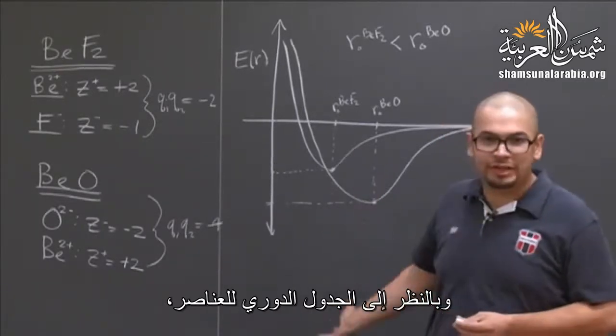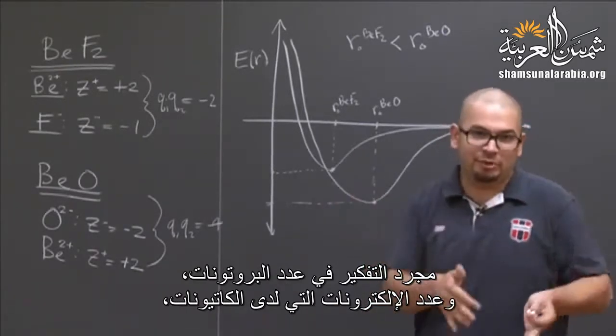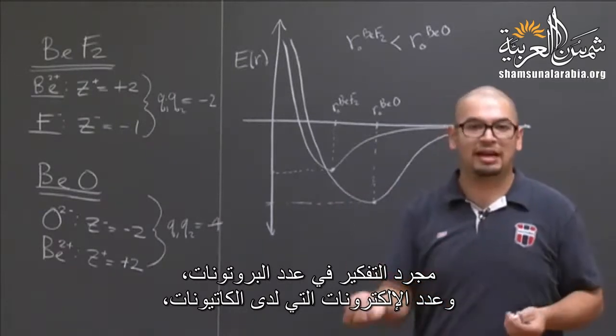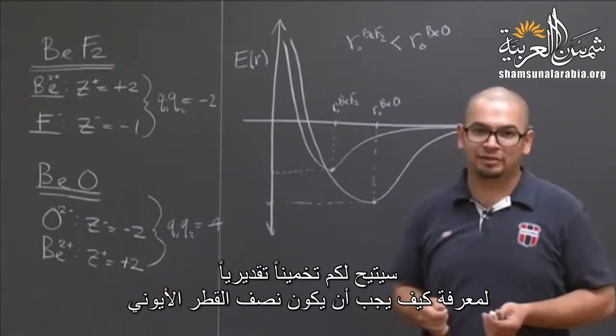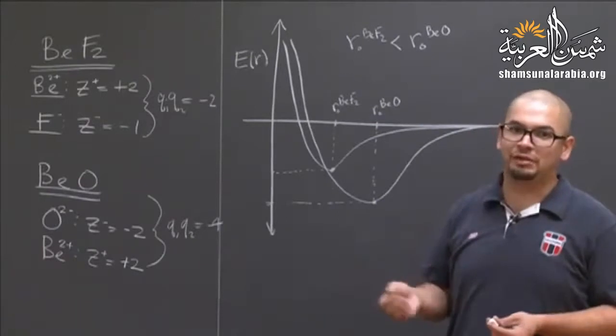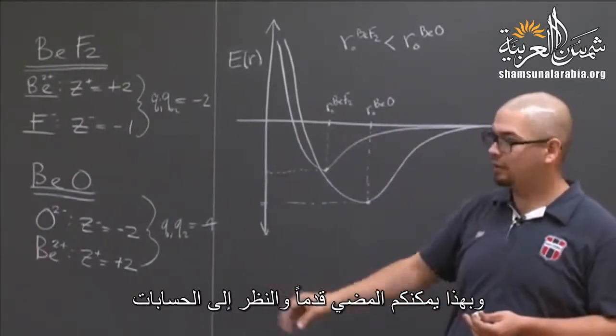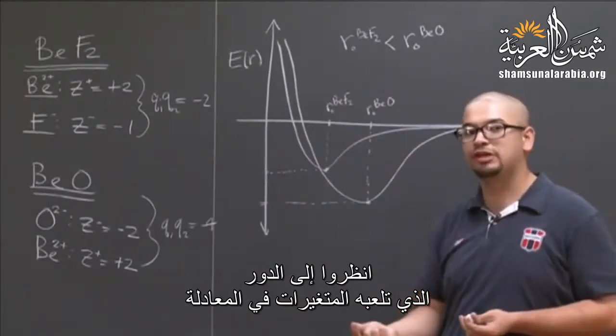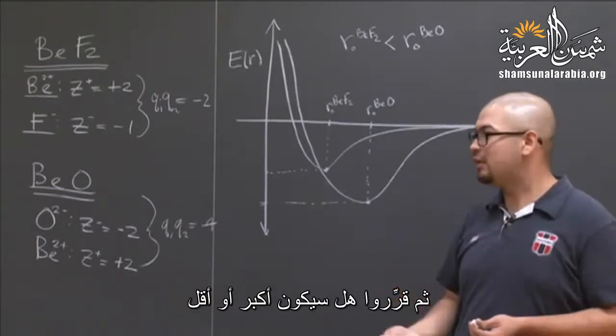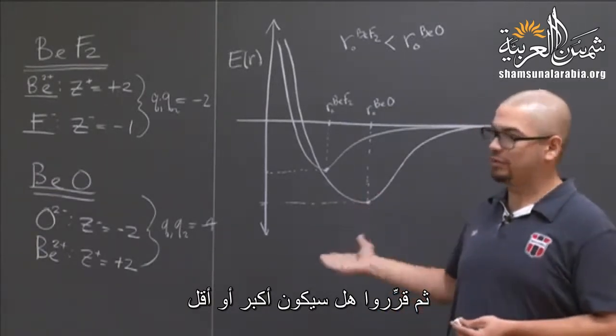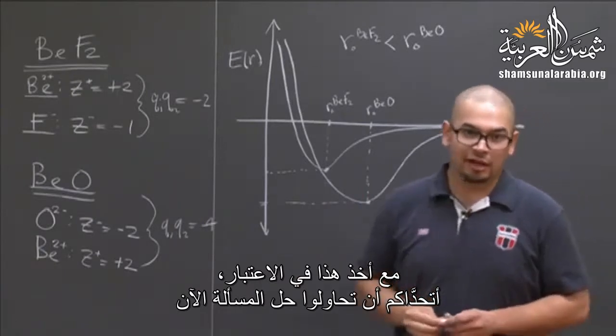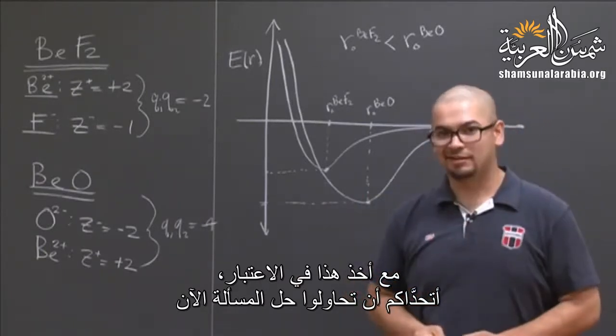And by looking at the periodic table of elements, just thinking about how many protons and how many electrons certain ions have, you can make an estimated guess of what your ionic radius should be. With that, you can look at the math, look where that parameter plays a role in your equation, and then decide whether it'll be greater or less. So with that in mind, I dare you to try the problem now and give it a good shot.